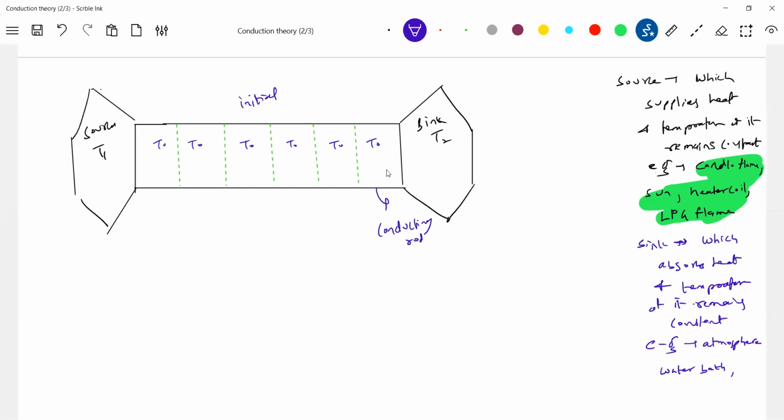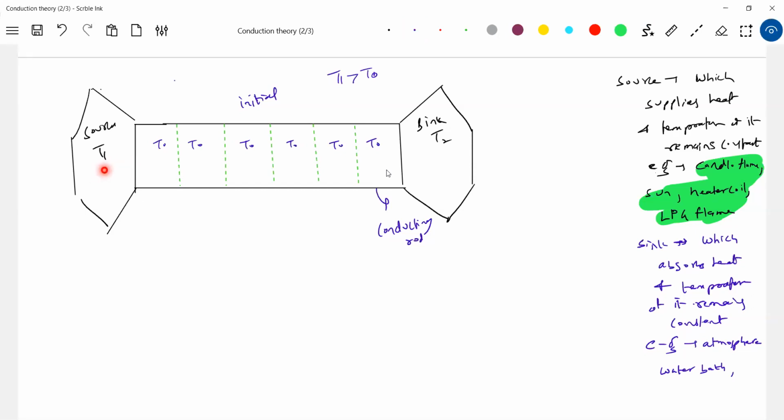Now, what actually happens? We know every material, such as a conductor, has mass and specific heat. First, the element in contact with the source will be affected. The source supplies heat energy at a higher temperature, and its atoms will be vibrating. When I connect this source to the rod, the vibrating atoms make the atoms of the first element of the rod vibrate. Initially they had some vibration, so T1 is greater than T naught. Let's assume that.